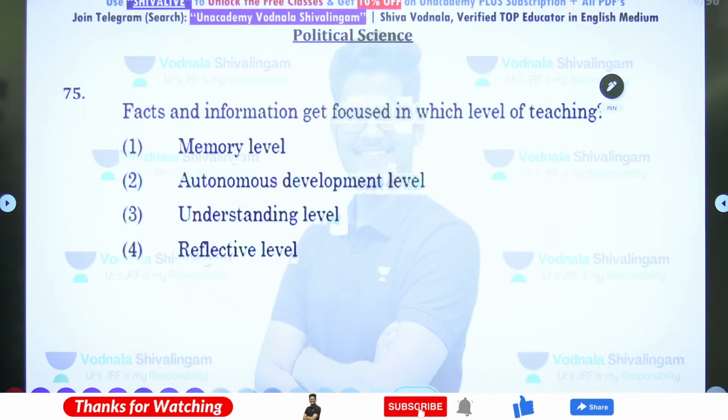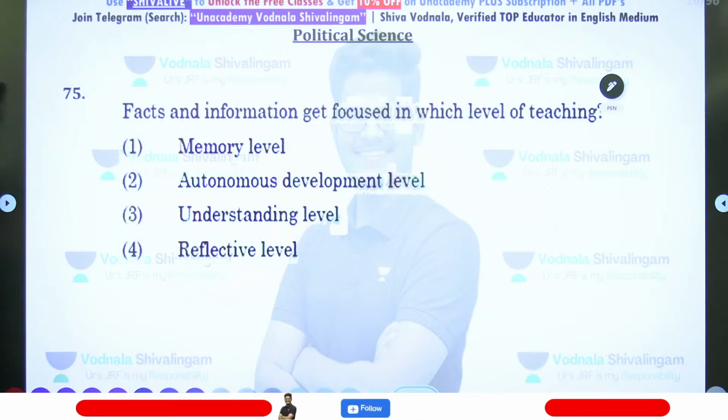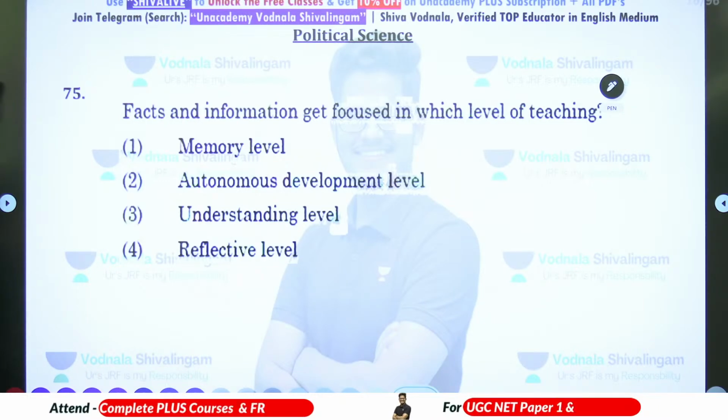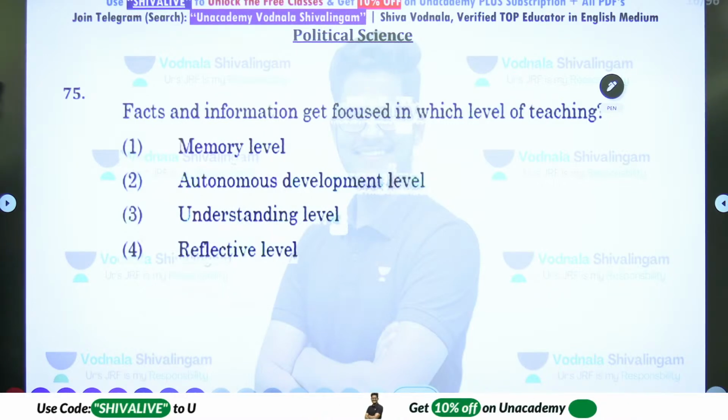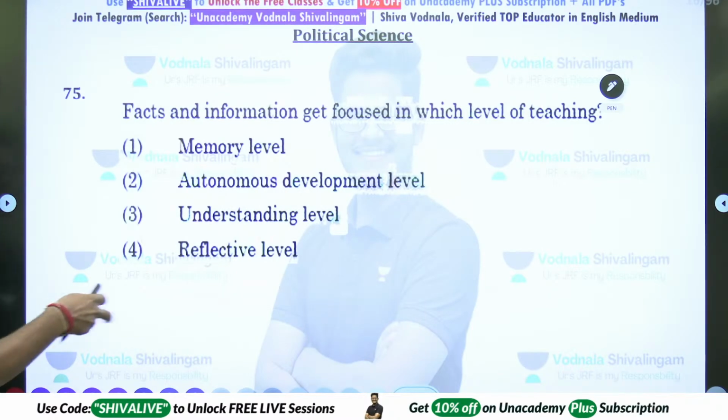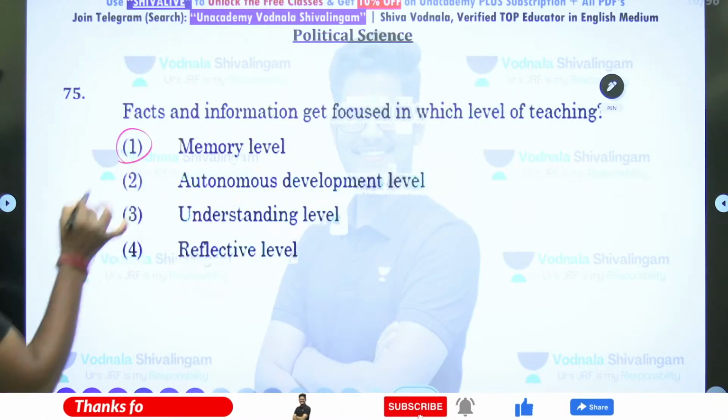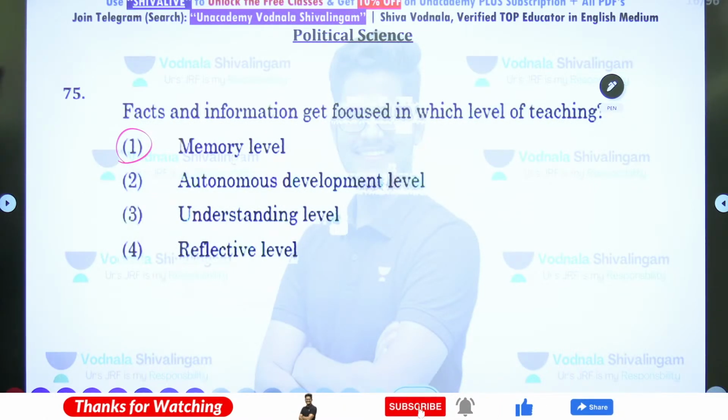Facts and information get focused on which level of teaching? Option 1 is the correct answer, memory level. Facts and information get focused in which level of teaching? That is memory level of teaching.